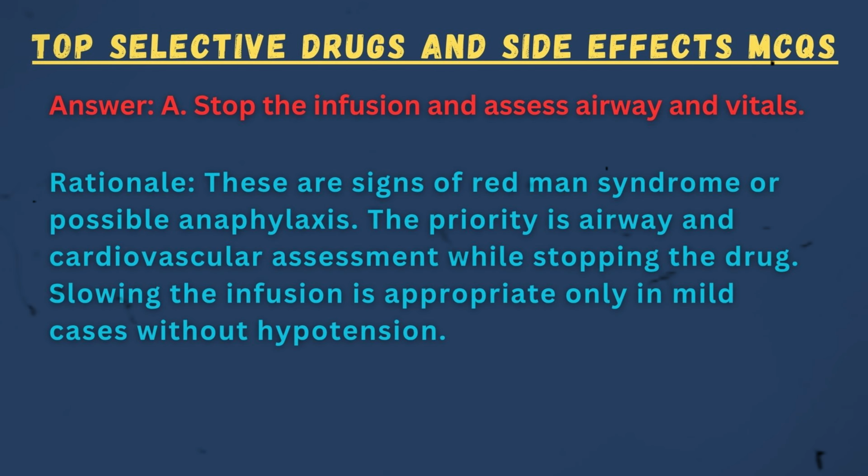Answer. A. Stop the infusion and assess airway and vitals. Rationale. These are signs of Redman syndrome or possible anaphylaxis. The priority is airway and cardiovascular assessment while stopping the drug. Slowing the infusion is appropriate only in mild cases without hypotension.